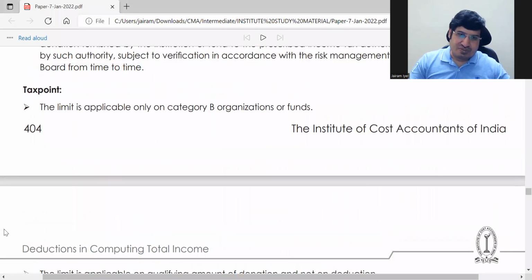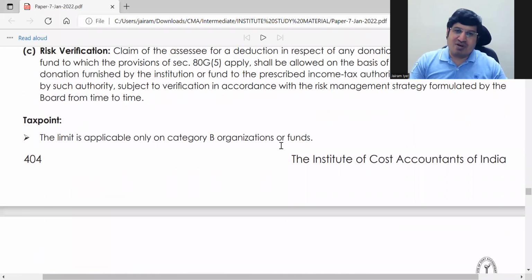Now, limit is applicable to category B, that we will see, what is the limit.